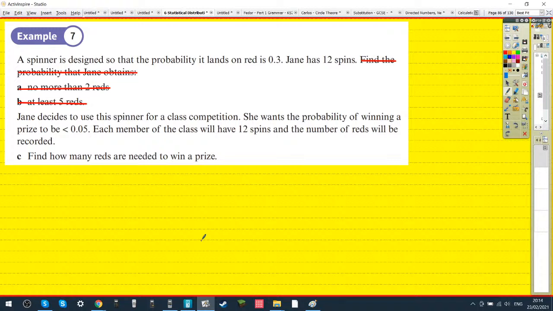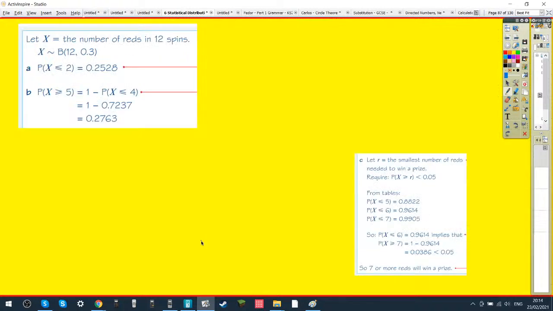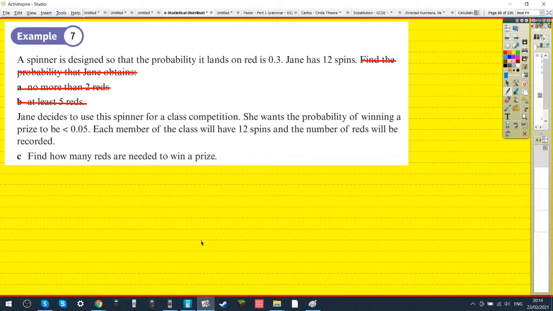So it's 12 spins. A spinner is on, so the probability it lands on red is 0.3. She wants the probability of winning a prize to be that. The number of reds will be recorded. Find how many reds are needed to win a prize. They actually didn't describe this very well. They don't say how you win. Yeah, you win if it lands on red.